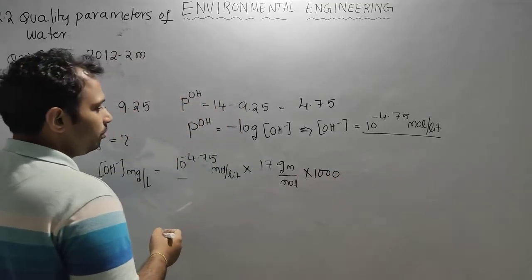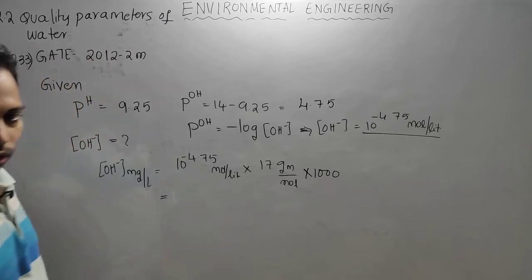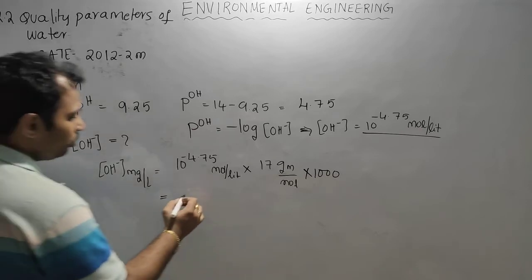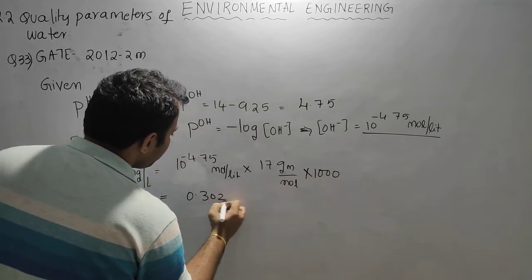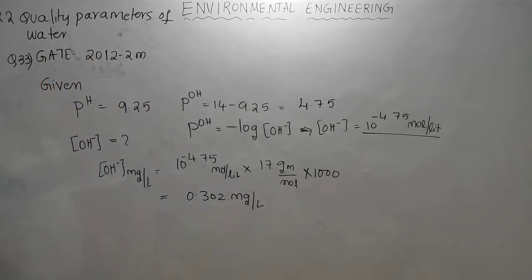If you solve this, you will get the answer of 0.302 mg per liter. So simple, pH was given.